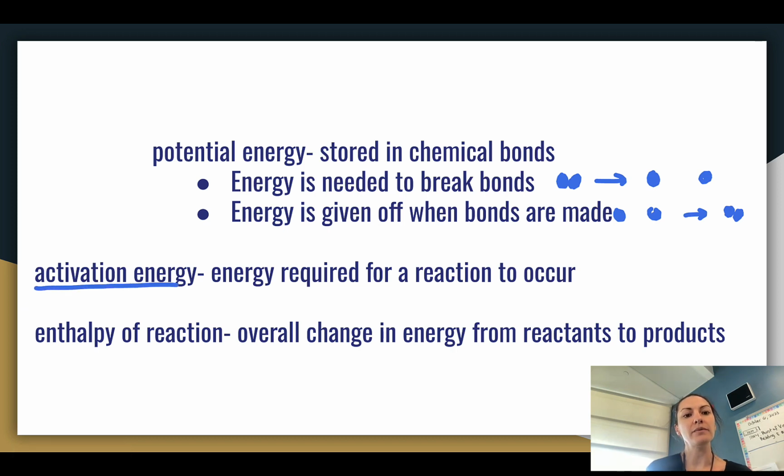Activation energy, we'll talk about in a second, but it's the energy required for a reaction to occur. So there has to be some amount of energy that is present that will get the ball going and allow the reaction to occur, okay? We use the term the enthalpy of the reaction to describe the overall change in energy from our reactants to our products. So let's see what that looks like on a potential energy diagram.